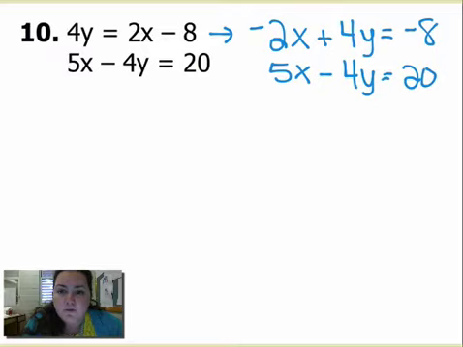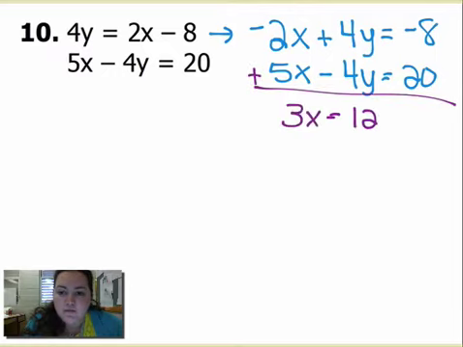Both equations have a 4y. One's positive, one's negative, so I'm going to add the equations. The 4y's are going to cancel. Negative 2x plus 5x gives me 3x. Negative 8 plus 20 gives me 12. Divide by 3, I get x equals 4.